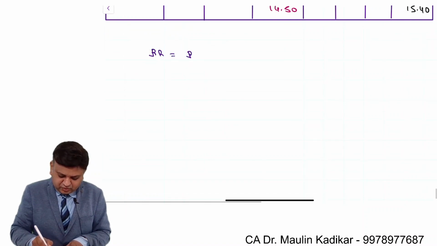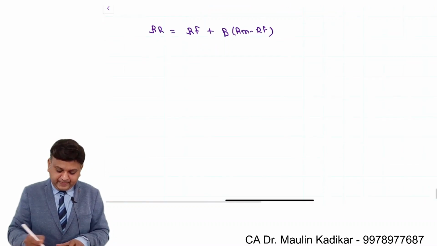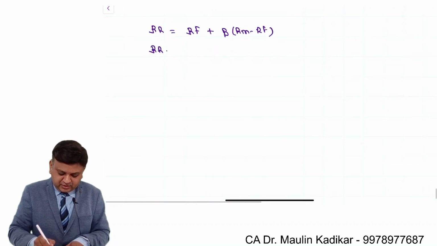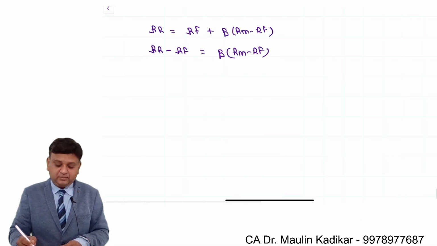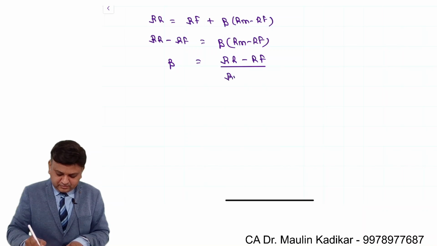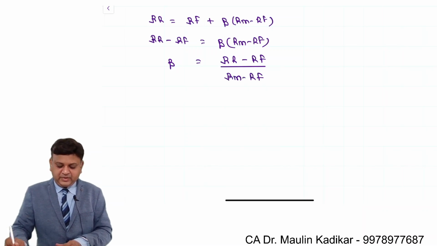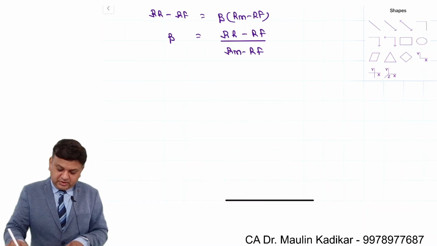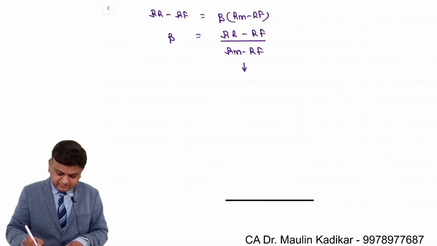Required rate of return is equal to RF plus beta into RM minus RF. So now again, required rate of return minus RF is equal to beta into RM minus RF. Again, beta is equal to required rate of return minus RF divided by RM minus RF. That is what we understand.